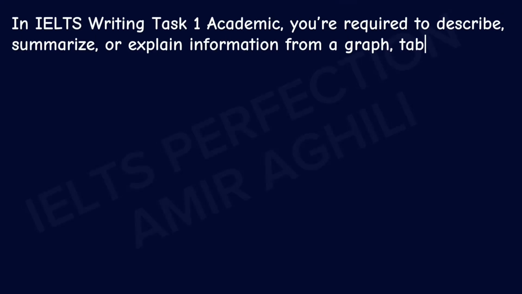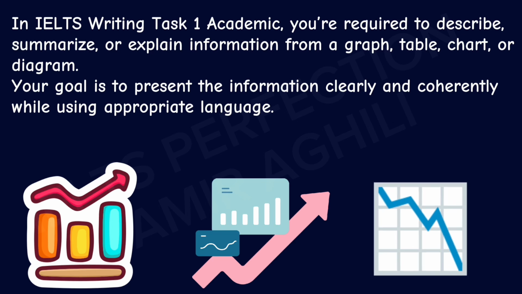In IELTS Writing Task 1 Academic, you are required to describe, summarize, or explain information from a graph, table, chart, or a diagram. Your goal is to present the information clearly and coherently while using appropriate language.